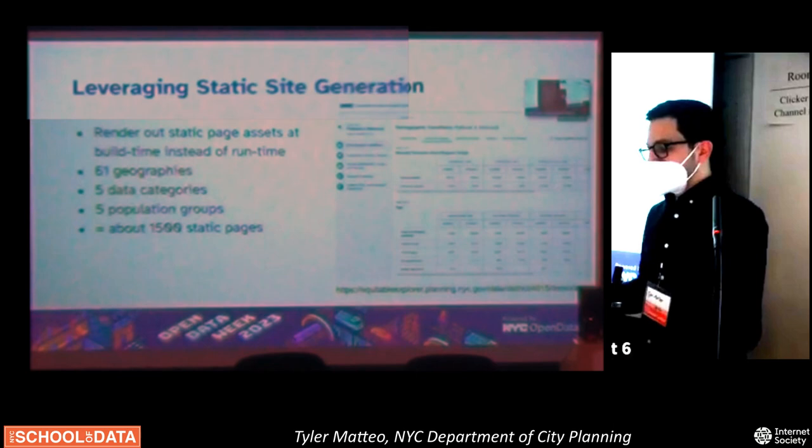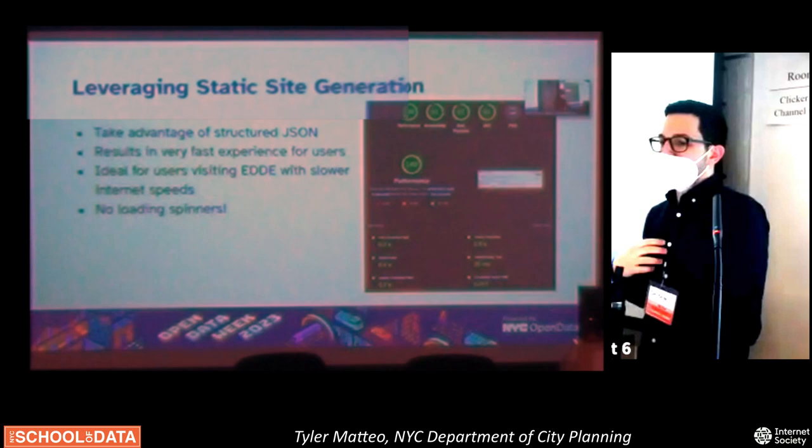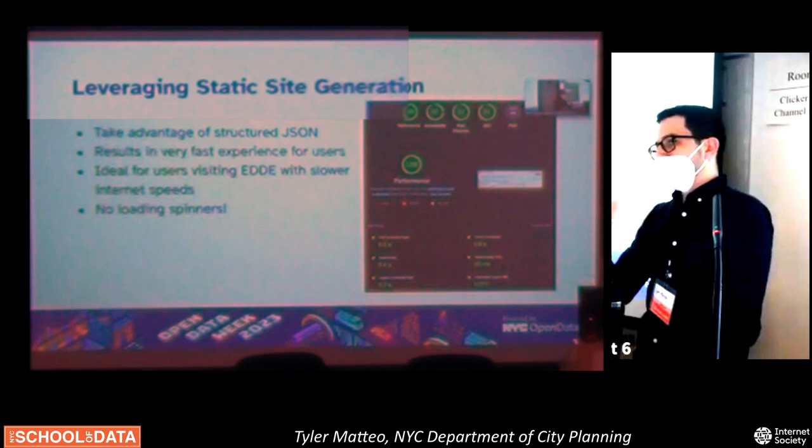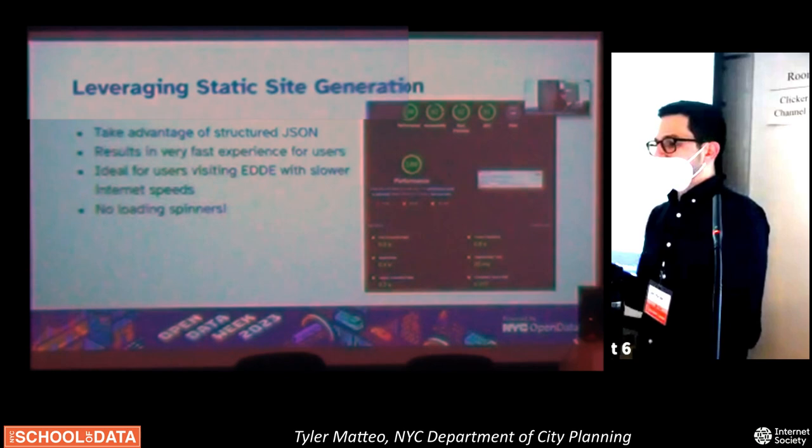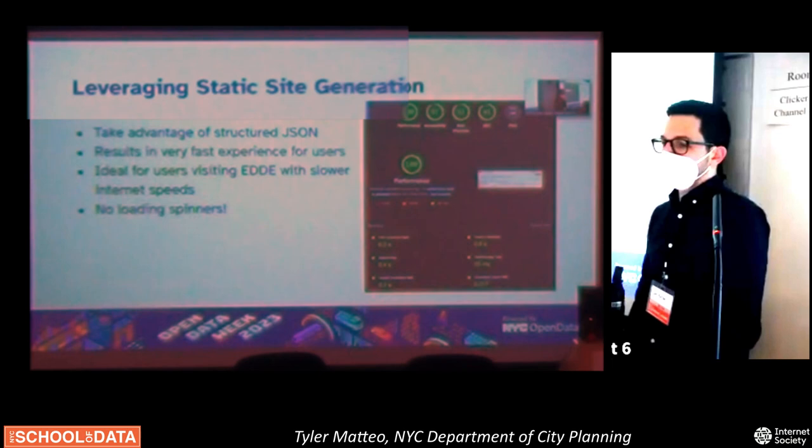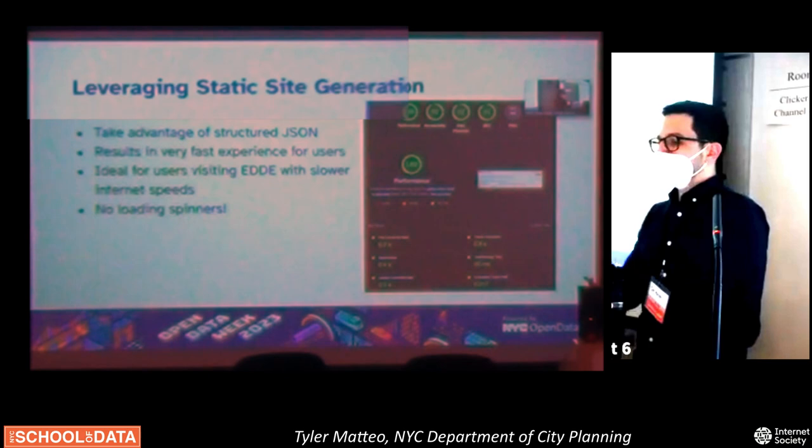What this means for our users is that they see a very fast experience. What you'll see here on the right is a report from a tool called Lighthouse, which some folks might be familiar with. It's a tool we use for measuring different performance metrics on our websites. We're taking advantage of that structured JSON. This is especially ideal and noticeable for folks who might be working on slower internet speeds, which is a topic that comes up a lot. Finally, as a result of this, we ended up getting through this whole project without having to build any loading spinners, which is exciting.